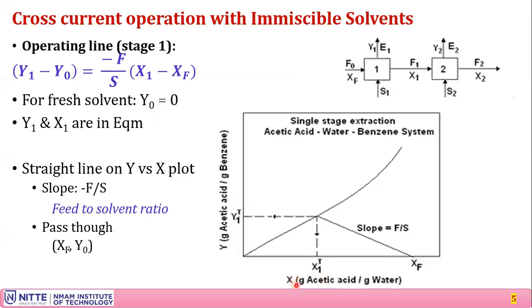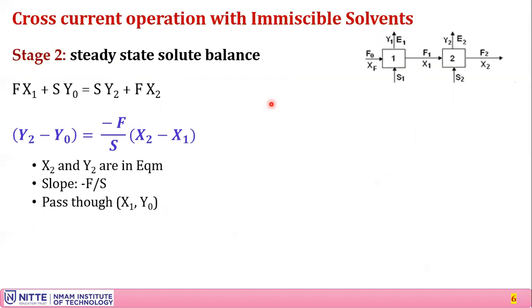Observe this carefully. The x is nothing but the raffinate phase, y is nothing but the extract phase. So it has to be always the extract phase on the y-axis, raffinate phase on the x-axis. Identify which is the extract phase and which is the raffinate phase before you draw. That is for stage 1.